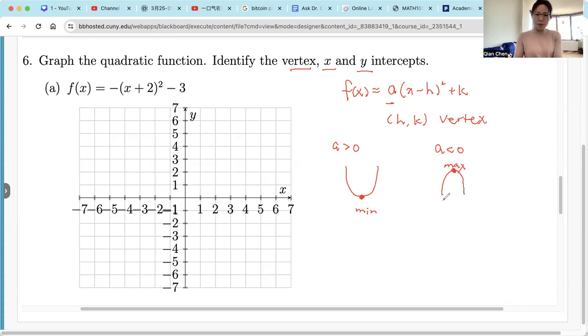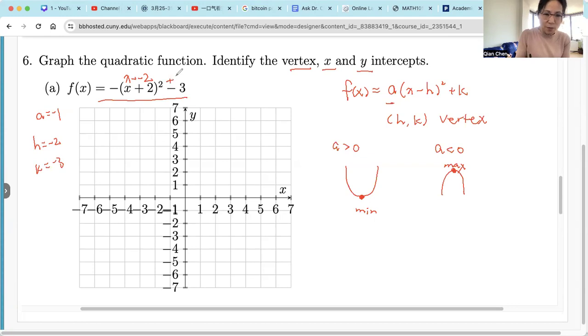Okay. Now let's compare this one. Compare A. We say a equals -1, right? Because this is a negative sign here. We understand it as a -1. And h is -2, right? Because we have x minus h. x plus 2 is x minus -2. So h is -2. k is -3.